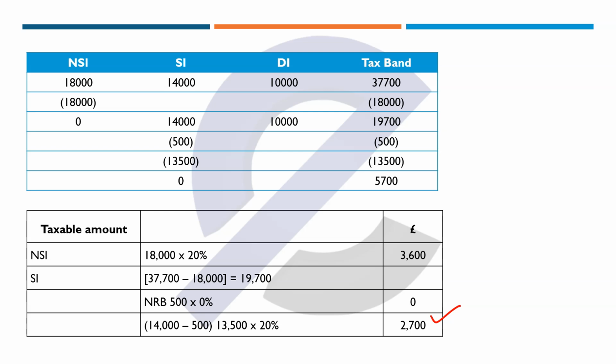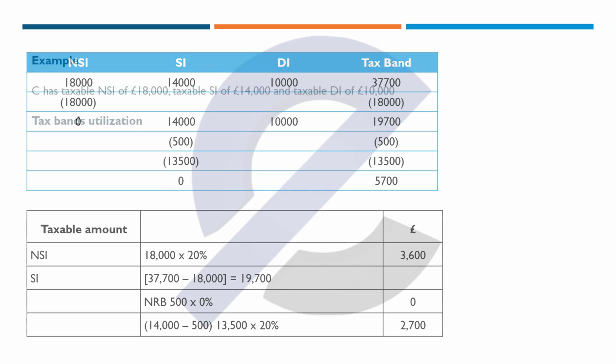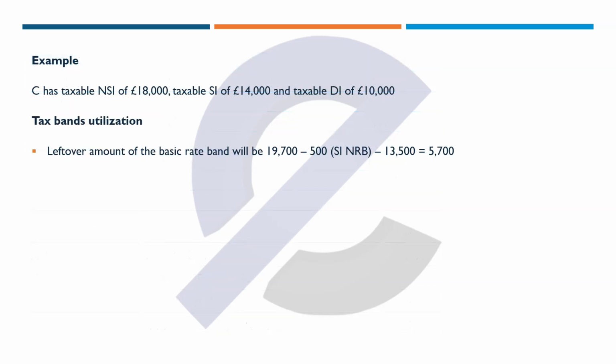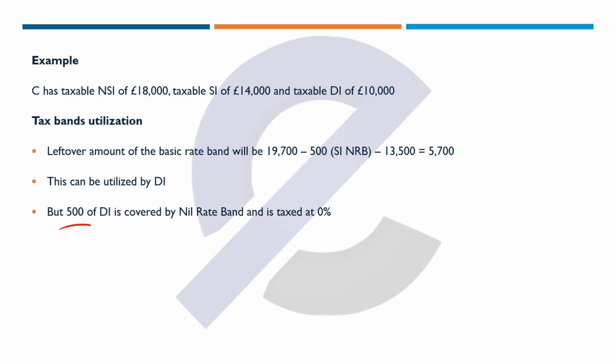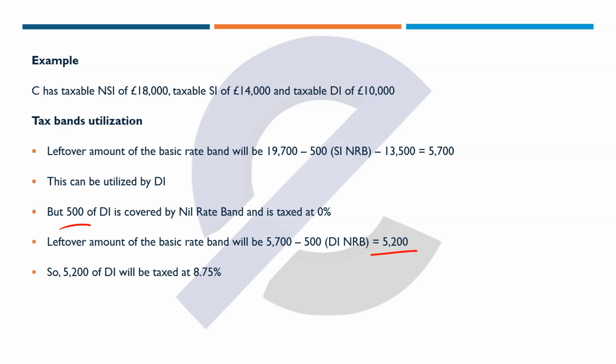There is still £5,700 of the basic rate band left, which will now be utilised by dividend income. The first £500 of this income will be covered by the nil rate band and will be taxed at zero, but this £500 will also use up the basic rate band capacity available, leaving behind a balance of £5,200 of space. So £5,200 of dividend income will fall in the basic rate band and will be taxed at 8.75%, and the remaining dividend income amount of £4,300 will fall in the higher rate band and will be taxed at 33.75%.